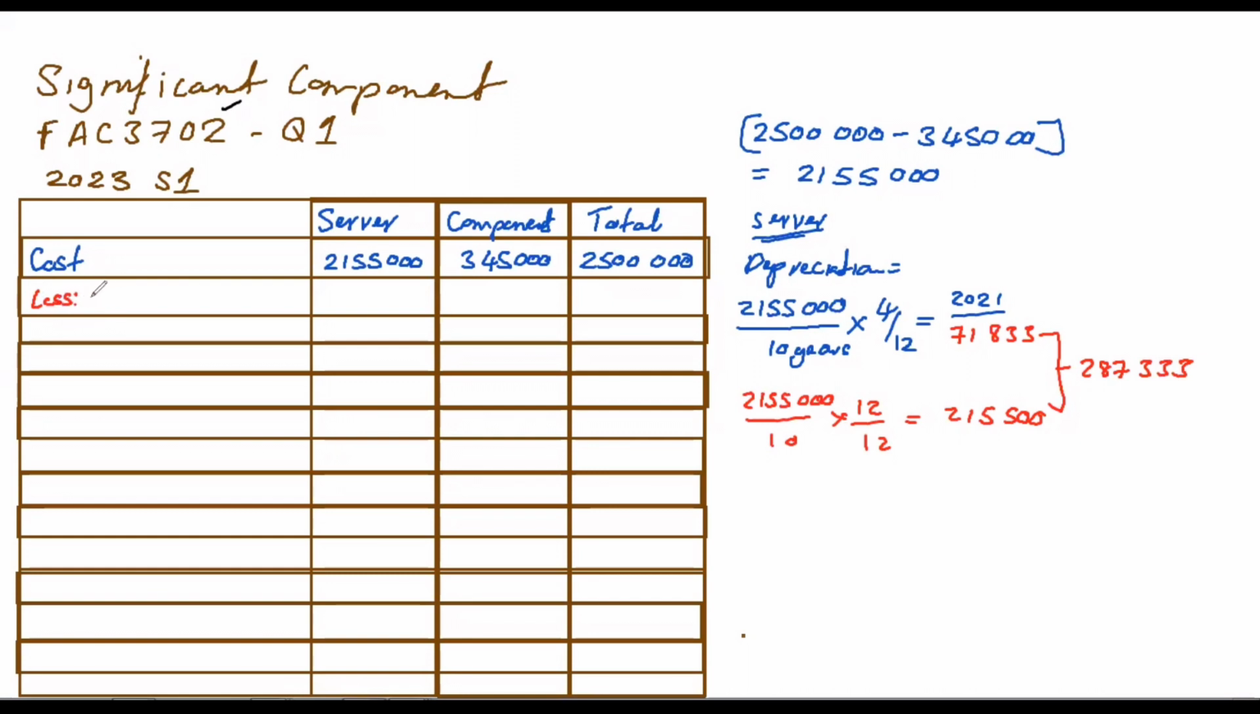less accumulated depreciation. You write that figure in brackets. Now let's calculate for the small parts.